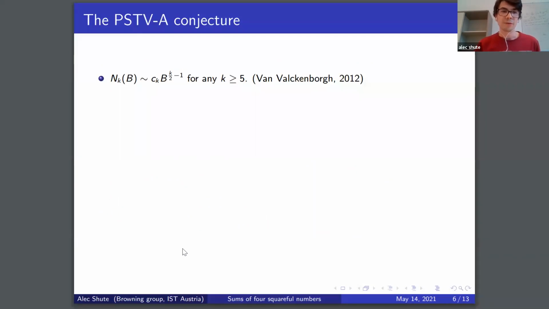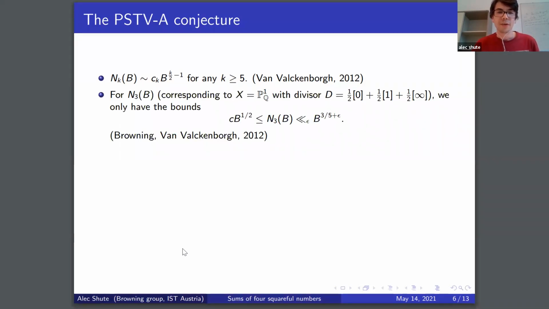So I'm now just going to summarize a few of the known results on the PSTVA conjecture from the literature. First up, N_{k,B} has already been dealt with by Van Valckenborgh in 2012 for any k at least 5. When k equals 3, this problem seems extremely difficult. And at the moment, we only have the following upper and lower bounds. So we're expecting the lower bound to really be the truth here, but it seems very difficult.